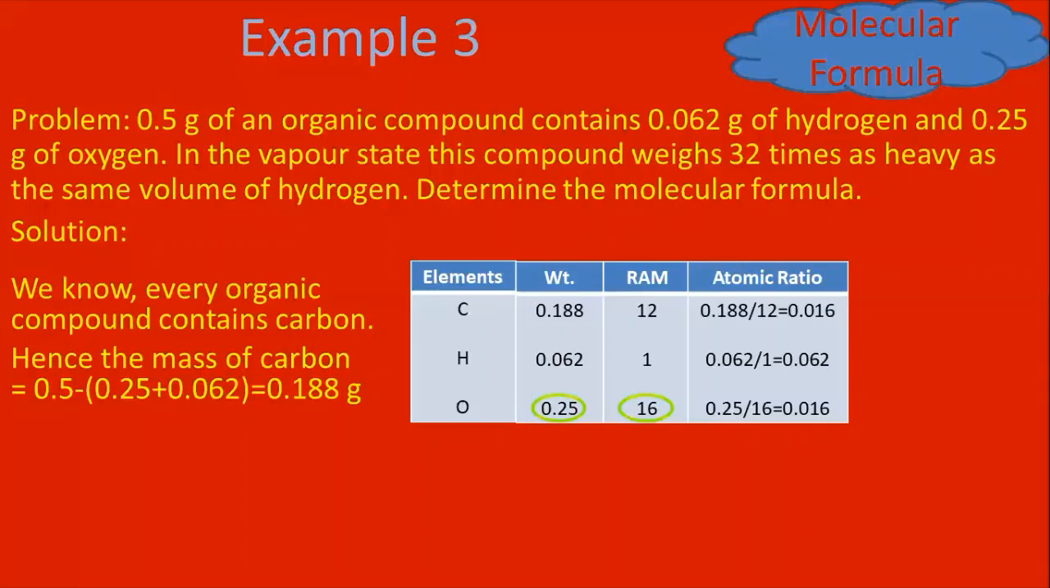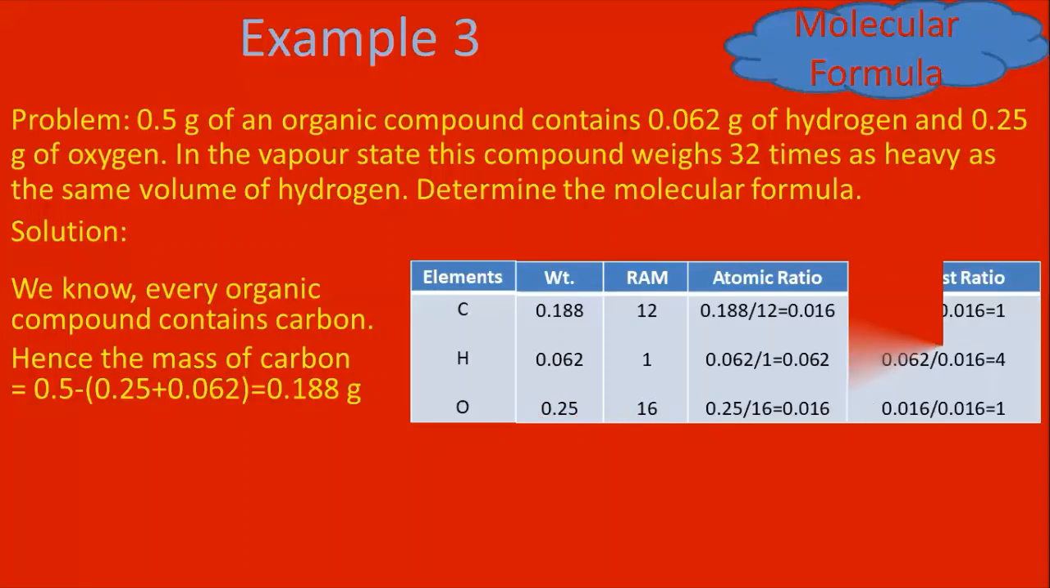Now you have to find out the smallest one. So the smallest coefficient is 0.016. So everything should be divided by 0.016. The first one you can find is equal to 1. The second one is 4 and the third one is 1. So now the empirical formula of the compound is CH4O.